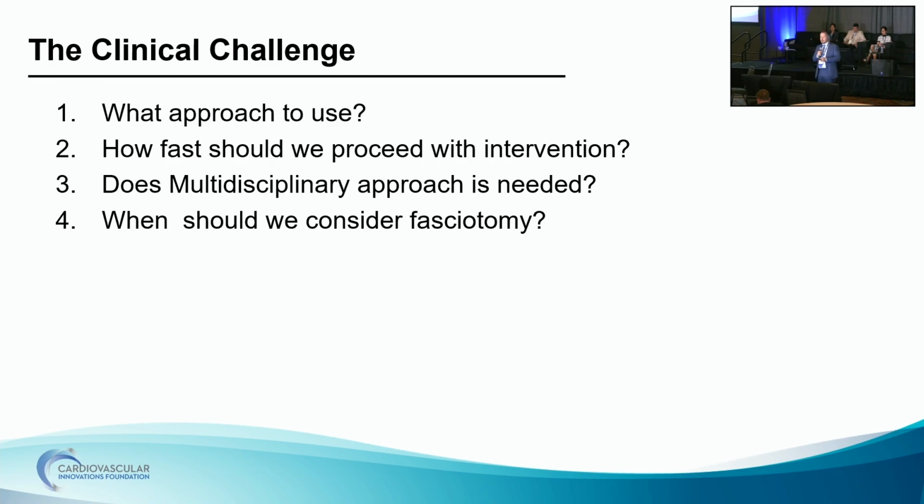So the clinical challenge, and I want to ask the audience, the physicians, the panelists, is what approach should you use? When do you use echos? When would you use thrombectomy? When would you use surgery? And when would you use surgery plus thrombectomy? How fast should we proceed with the intervention? Is a multidisciplinary approach really needed? And I think we touched on that already. And when should we consider fasciotomy?